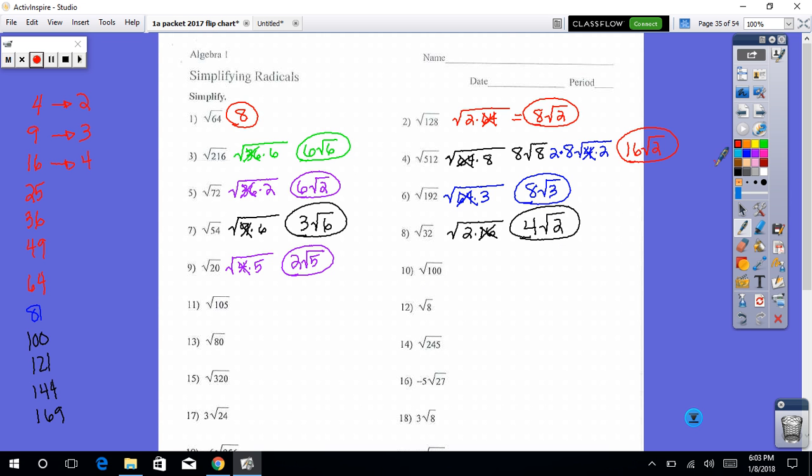Okay, again, number 10, you know that the square root of 100 is a perfect square, and it is 10.